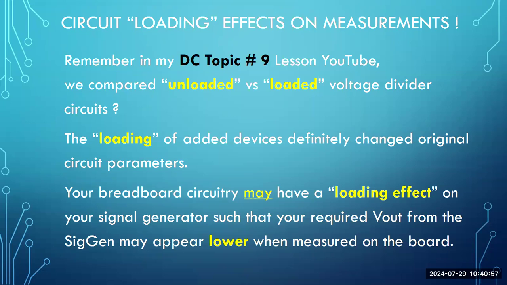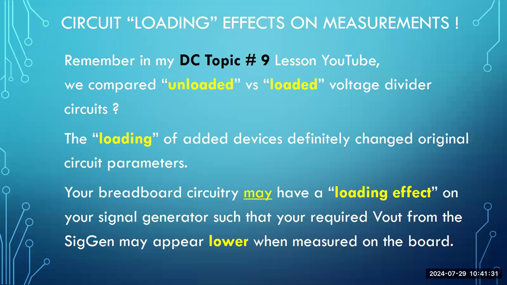So your breadboard circuitry, the simple sequence of 3 resistors that we've built, may have a loading effect on your signal generator. Some more than others. It just depends on your signal generator. So it may have a loading effect such that the required V out from your signal generator may appear lower when you measure it off the board.